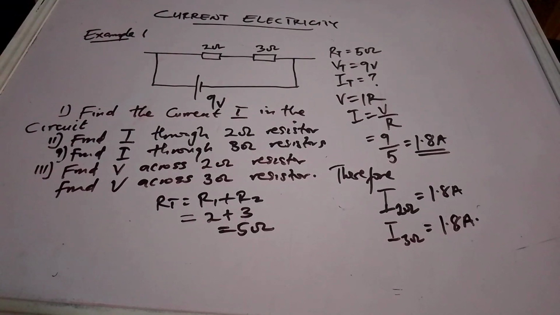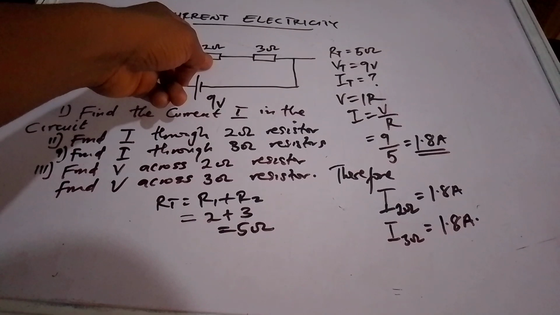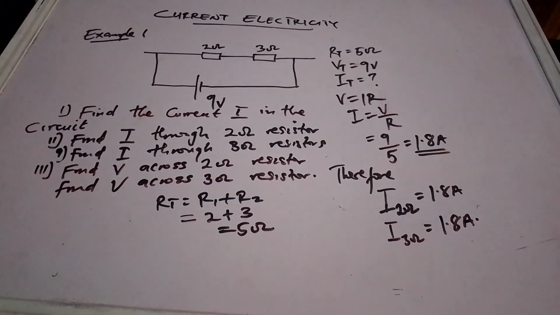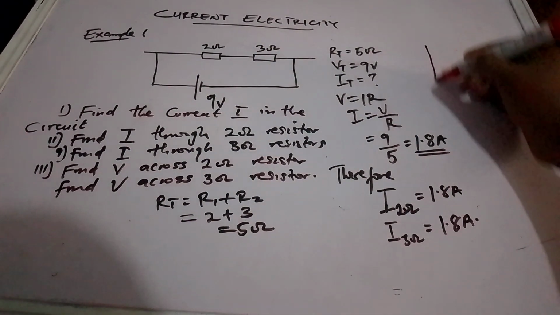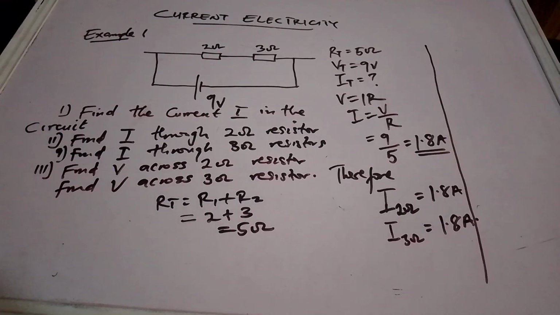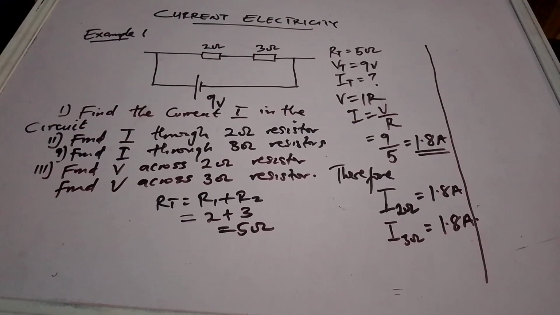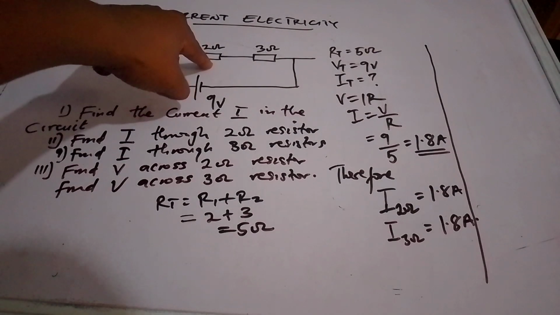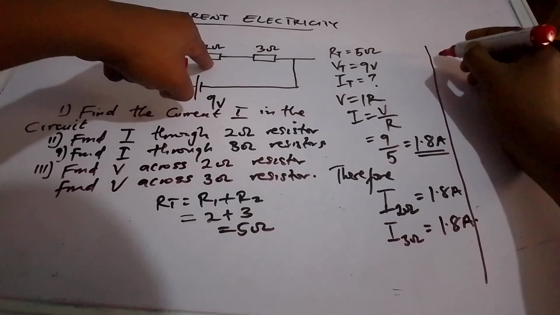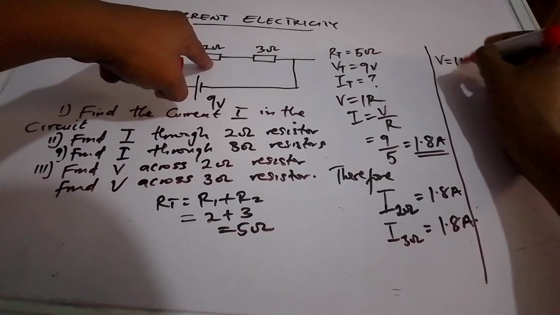So let's now move to the next thing, to find the voltage across the 2 ohms and the voltage across 3 ohms. So let's find the voltage. Now we have the concept that when they are in series, they are not going to have the same voltage. Good. So let's find the voltage across this place. So the voltage across this place, using Ohm's law, V equals IR.